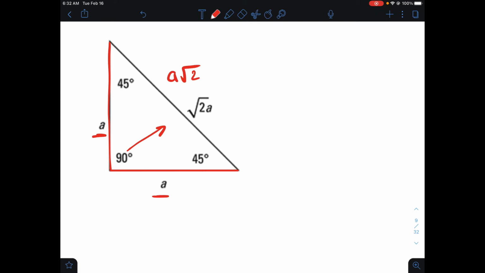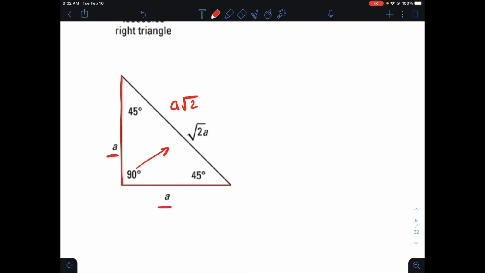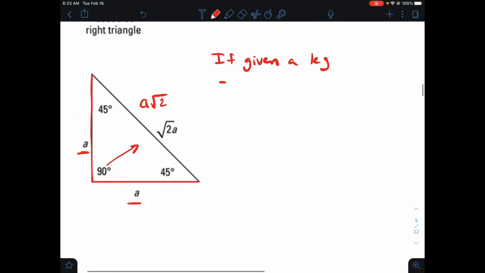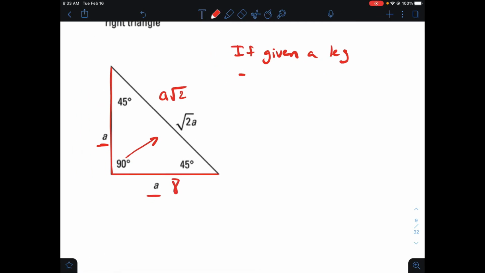So let's go ahead. We're going to write out what we need to do if you're given a leg, and what you need to do if you are given a hypotenuse. So if given a leg, first off, you should know that both legs are congruent. So if you have one leg, you have the other leg. For example, if this guy is 8, this other guy would be 8, because they're congruent. So, both legs are congruent. If you're given a leg, you know the other side from that.